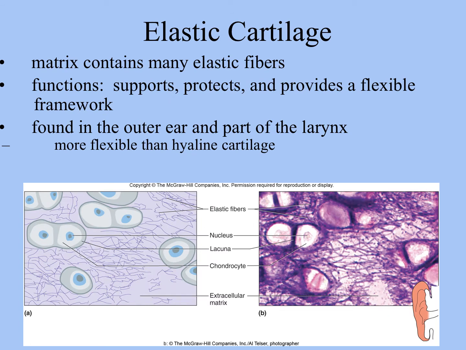Second type of cartilage is elastic cartilage, and by its name you can tell that it contains many elastic fibers, so more elastin than collagen. And when you stretch it, it resumes its normal shape, which is the definition of elasticity. Function: to support, protect, and provide a flexible framework. So you'll find it in your outer ear. Notice that if you bend your ear, it's flexible. It provides a framework. And part of your larynx. And it is more, obviously, being elastic, more flexible than hyaline cartilage.